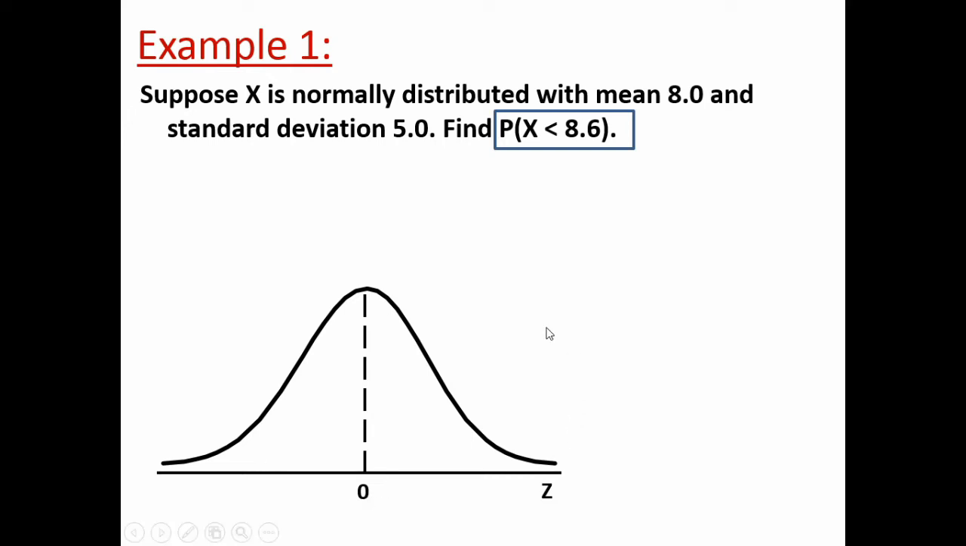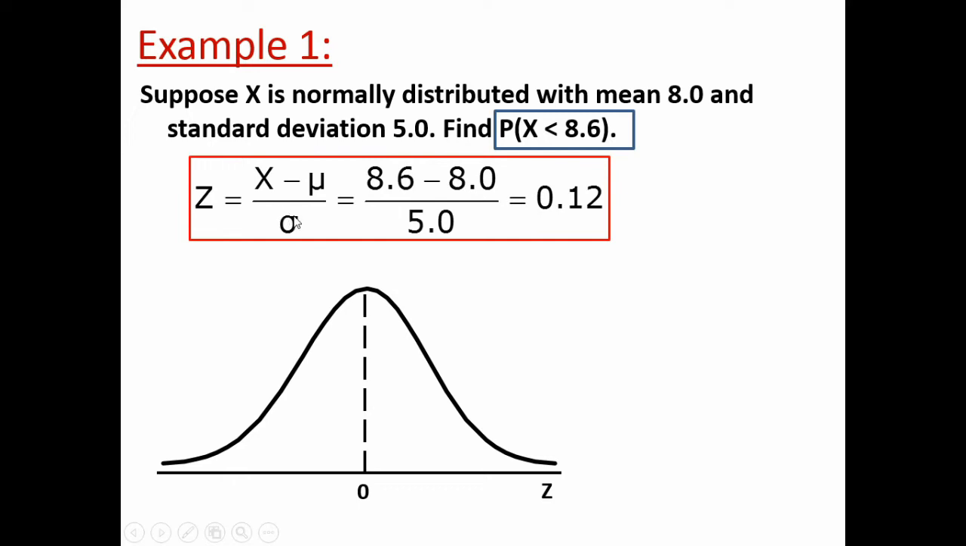Move on to the next step. I would transfer from the x value to the z value. Very easy. The question has given you the x value, the mean, and the standard deviation. So, our z value is x minus mean over standard deviation, which is 0.12.